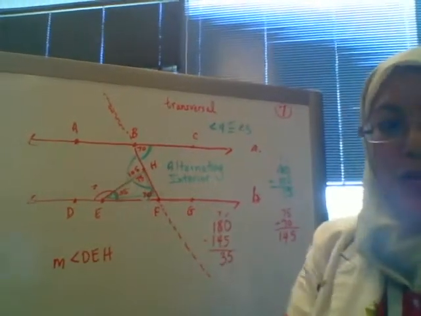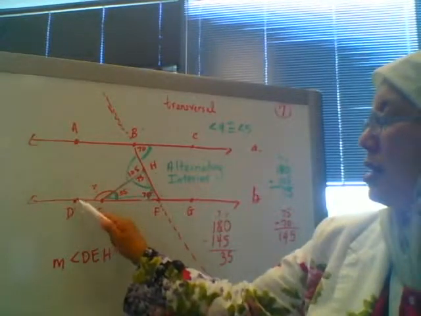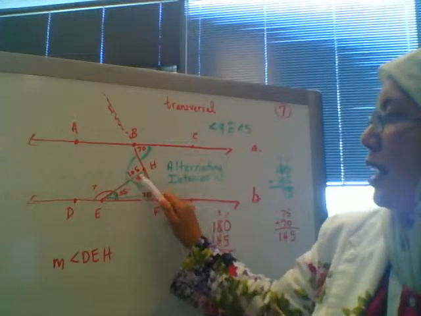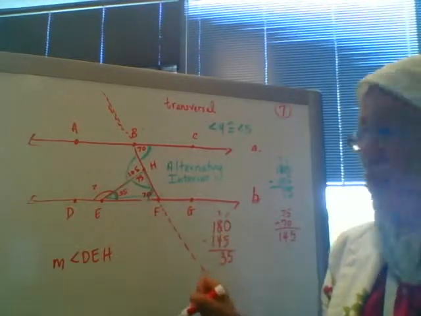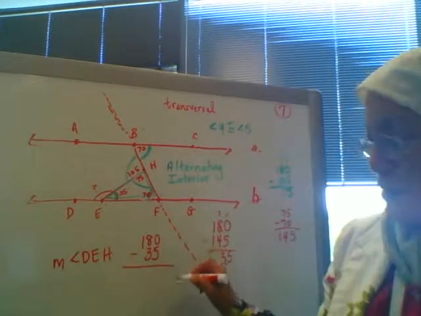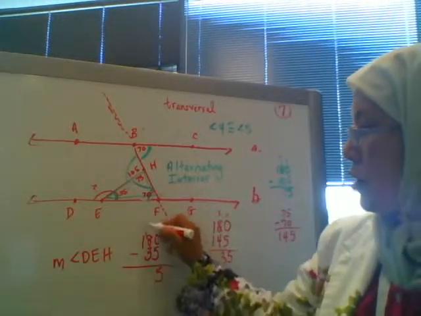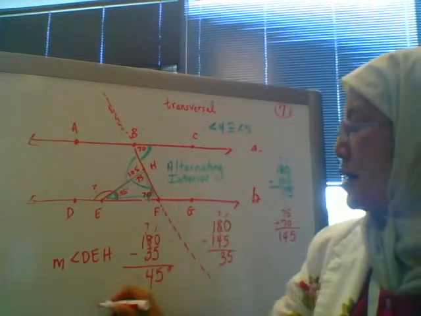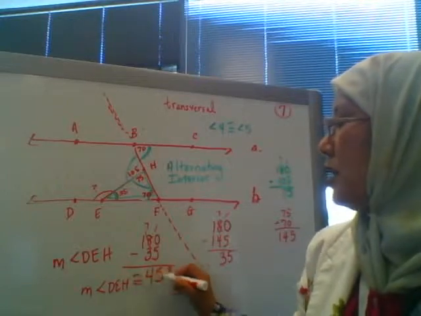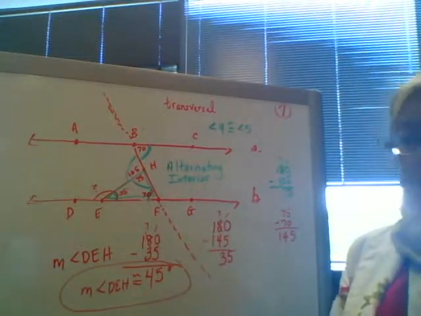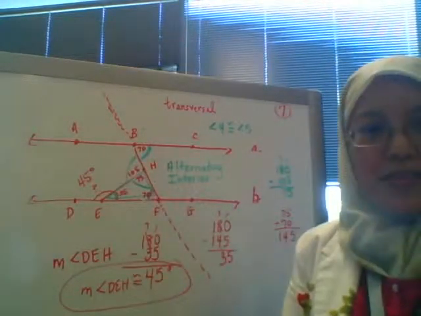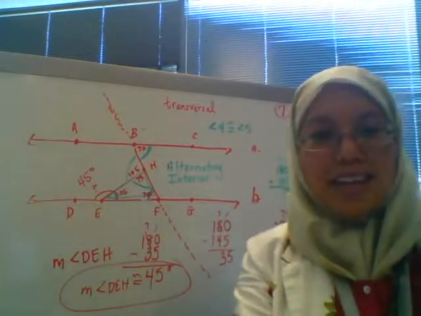Almost done. We wanted DEH. DEH is on a line, supplementary to HEF. So 180 minus 35 will give us our final answer, which is 145 degrees. The measure of angle DEH is equivalent to 145. And that's how you solve number 7. Okay, hope this helped.